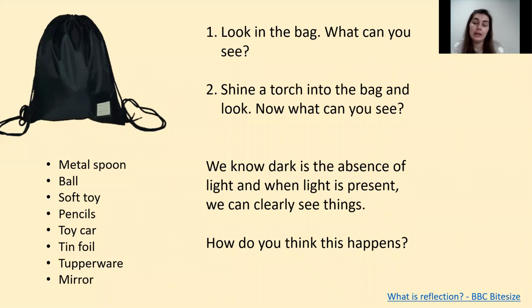So from last week, we know dark is the absence of light, and when light is present, we can clearly see things. But how do you think this happens? Have a discussion with someone at home. Then watch the BBC Bite-Size video, What is Reflection? Does it confirm what you thought, or does it explain something that you didn't consider or didn't know about?